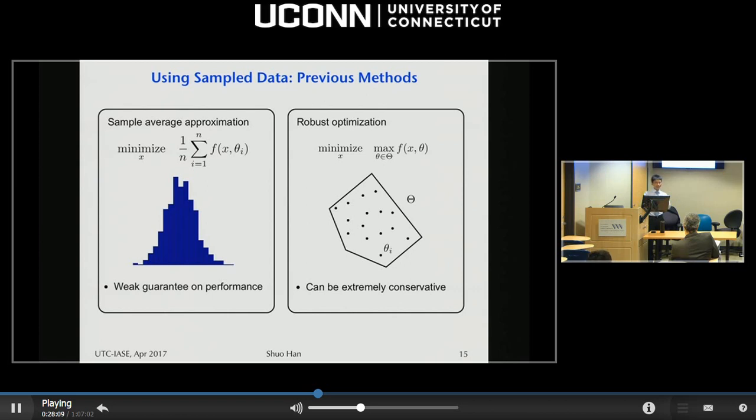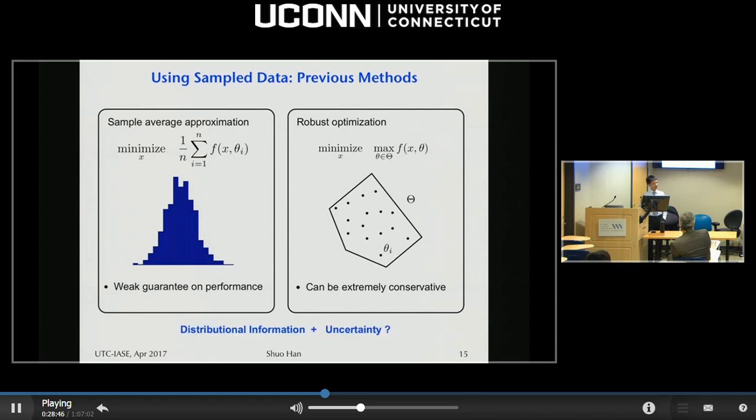And then I'm going to take a conservative approach to do worst case optimization. So I'm going to solve a min-max problem where the max is the worst case parameter within this ambiguity set. So this gives you some worst case performance, but the difficulty with this problem is that it can be extremely conservative, because it essentially discards all the distributional information about the underlying stochastic phenomenon.